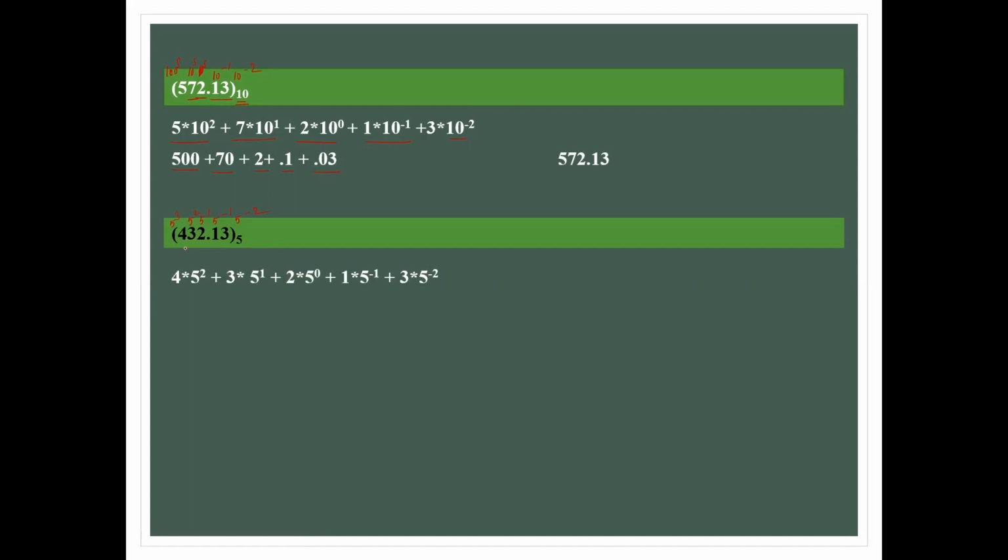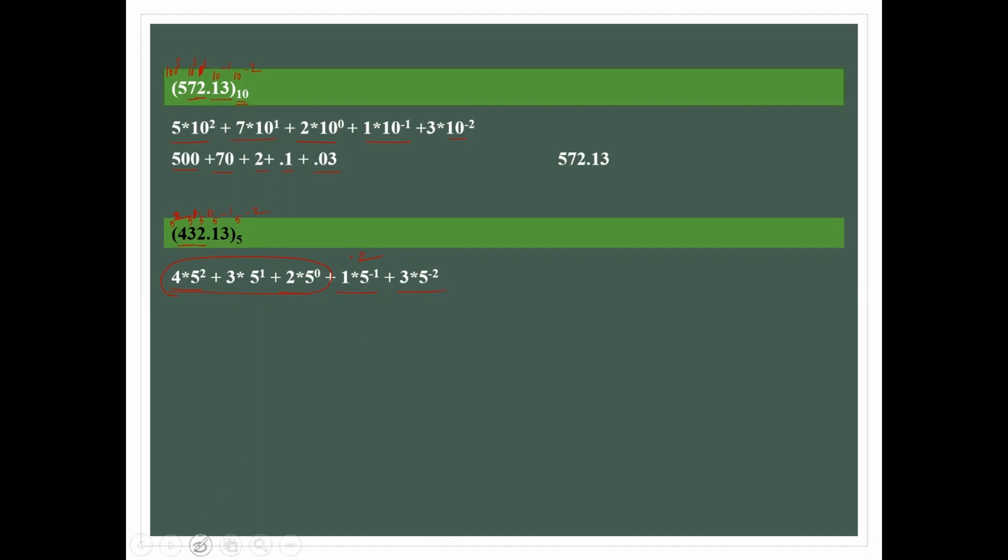What will I do? Now this is 5 power 0, this is going to be 5 power 1, and this is going to be 5 square. So yeah, now here this is going to be 4 into 5 square, this is going to be here nothing but 3 into 5 power 1, and 2 into 5 power 0. So done with the integral part. Now going on to the decimal part, this is now going to be 1 into 5 to the power minus 1 plus 3 into 5 to the power minus 2. 5 power minus 1 is 1 by 5, which is 0.2. And this is nothing but 1 by 25, 1 by 25 here.